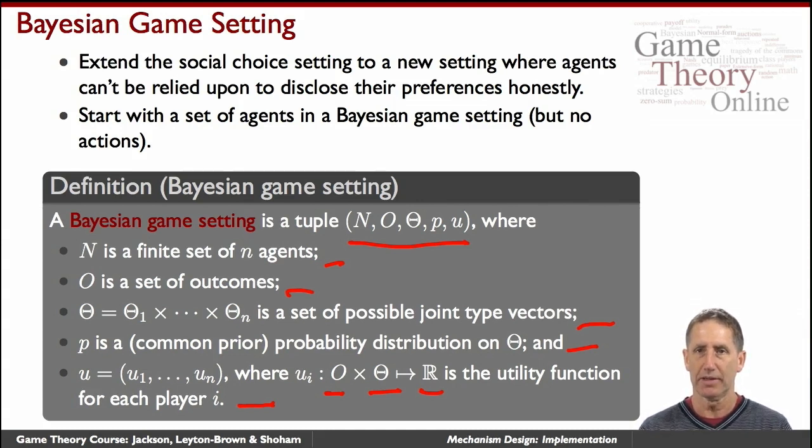This is all the setting that we as mechanism designers do not get to control and don't have access to. We know perhaps who the agents are, we don't know their types. We may know the common prior on those types.